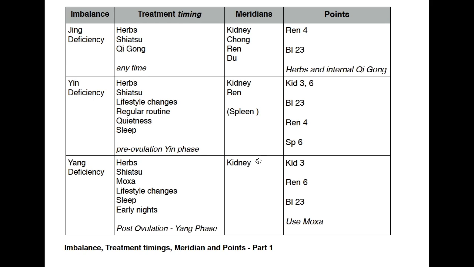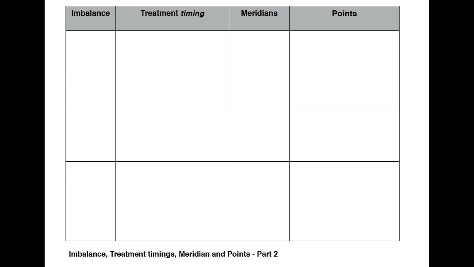or yang deficiency, you treat again the kidney. You've got Kidney 3 again because that's the source point of the kidneys. CV6, Bladder 23 again. Obviously there are other points, but these are the real super ones. Don't forget, you're going to either be using moxa or giving moxa to your clients at that stage.